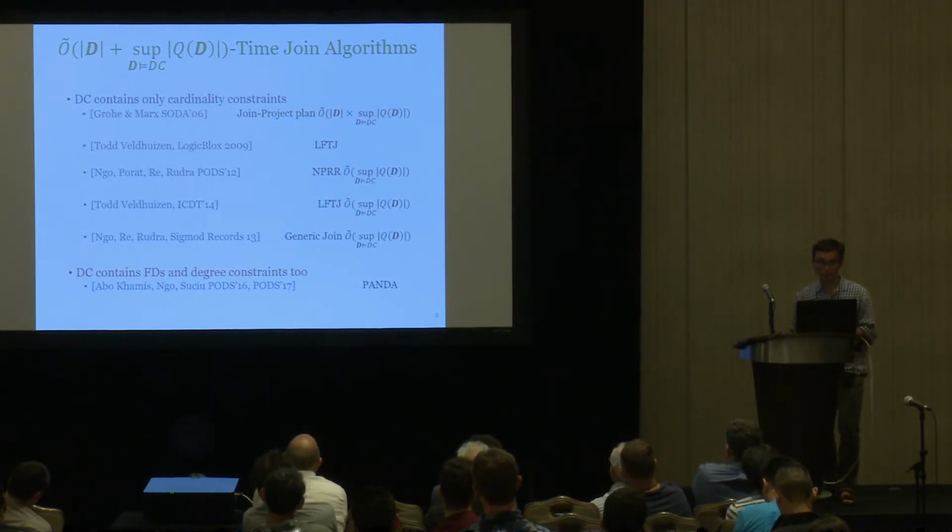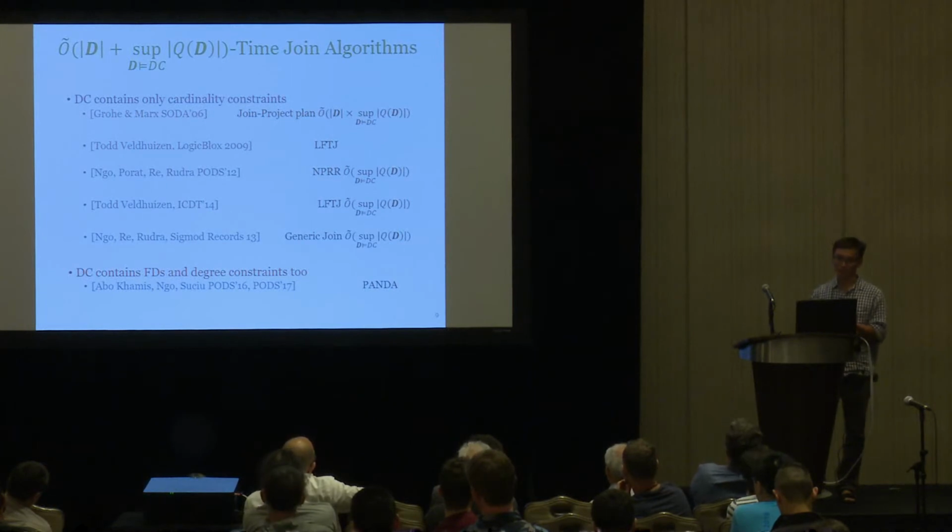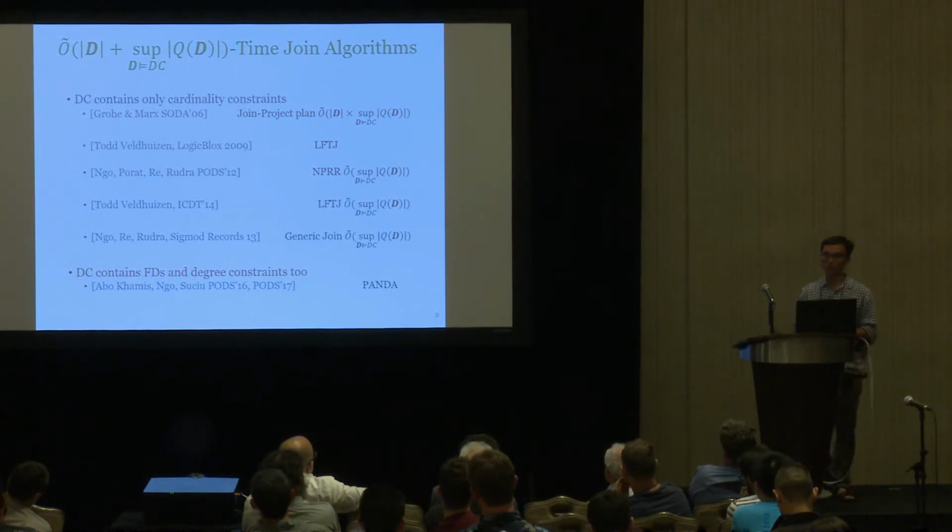And then later on with Mahmoud and Dan Suciu, we worked on the more general degree constraints, and we came up with an algorithm called Panda, which is worst-case optimal in some cases, but not in others. So it's not exactly a worst-case optimal join algorithm. But the constraints are a lot more general, and it was also designed for a much larger class of queries called disjunctive datalog queries.